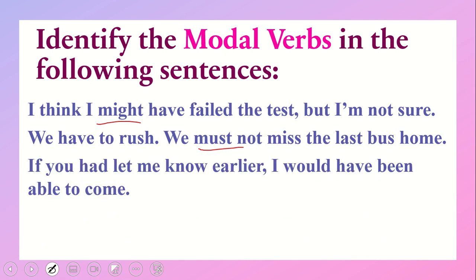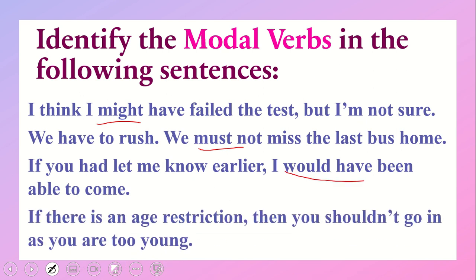If you had let me know earlier, I would have been able to come. Would have is again a modal verb. If there is an age restriction, then you should not go in as you are too young. This should not is a modal verb because these are the verbs which give us a possibility of the task to happen in the sentence, and these are very limited in English grammar, like may, might, would, could, should, must and will are all the modal verbs to be used in English grammar.